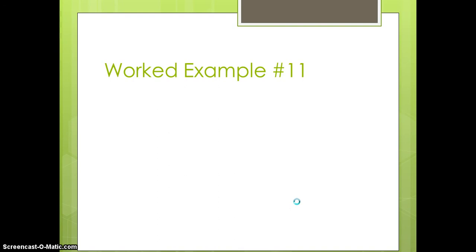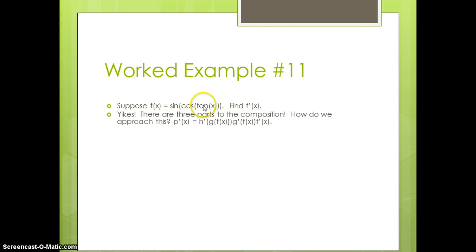Should we step it up a little bit? Yes. Suppose f of x is equal to sine of cosine of tangent of x. Find f prime of x. That looks really intimidating, but in fact it's not too bad if you realize that we've got two inside functions we're dealing with here. Yikes.